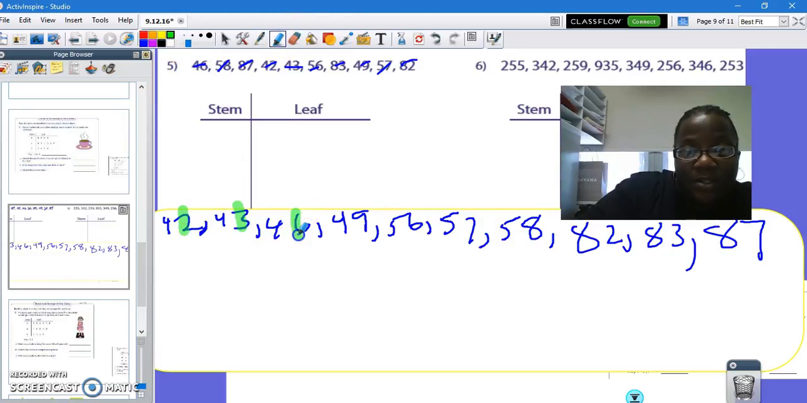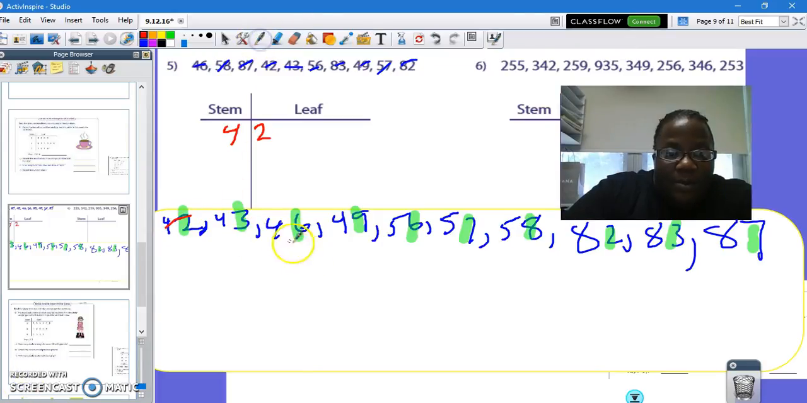Remember, I like to highlight the ones place in each. Okay, so therefore it's easier to see this. Stem is a 4. Leaf is a 2. So first answer, 42. Moving on. Okay, and then my next number is 43. The stem of 4 is already there, so I have a 3. Then 46, 49, and that's it for those.